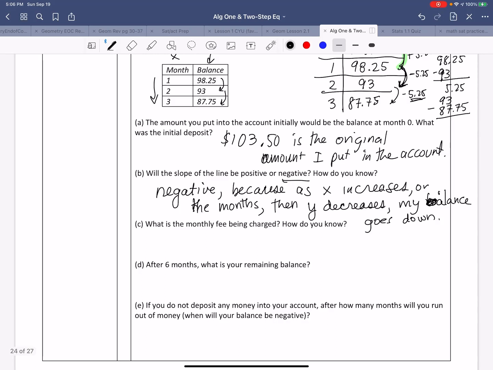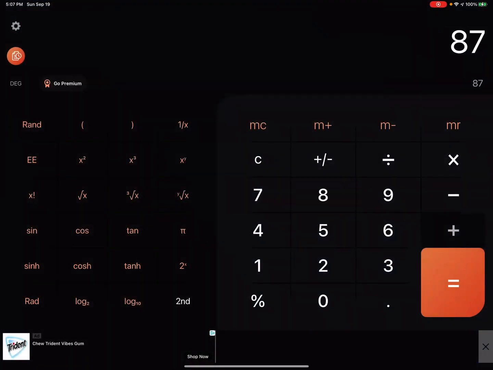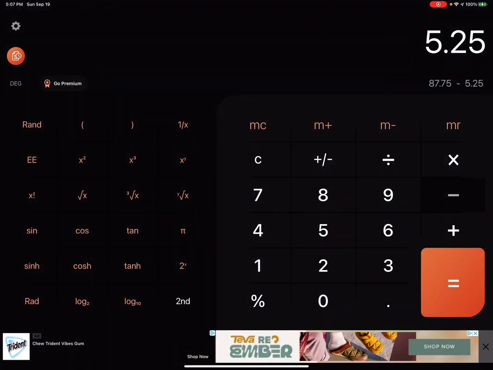All right, what is the monthly fee being charged? Okay, so it looks like it's charging $5.25 each month. How do I know? I subtracted between months to figure out what they were taking out. After 6 months, what is our balance? Okay, so we can just keep subtracting each month if we want. So it was $87.75 at month 3, minus $5.25, so that's month 4, minus $5.25, so that's month 5, minus $5.25, that's month 6, $72.